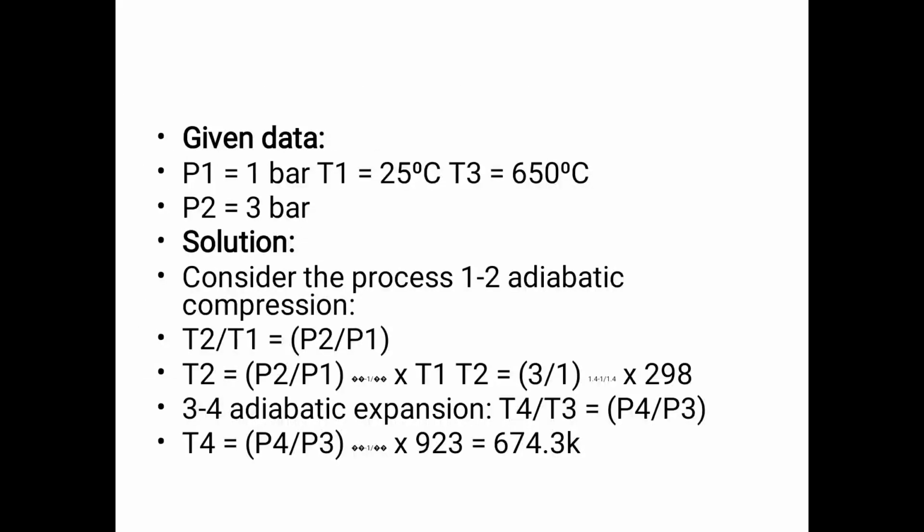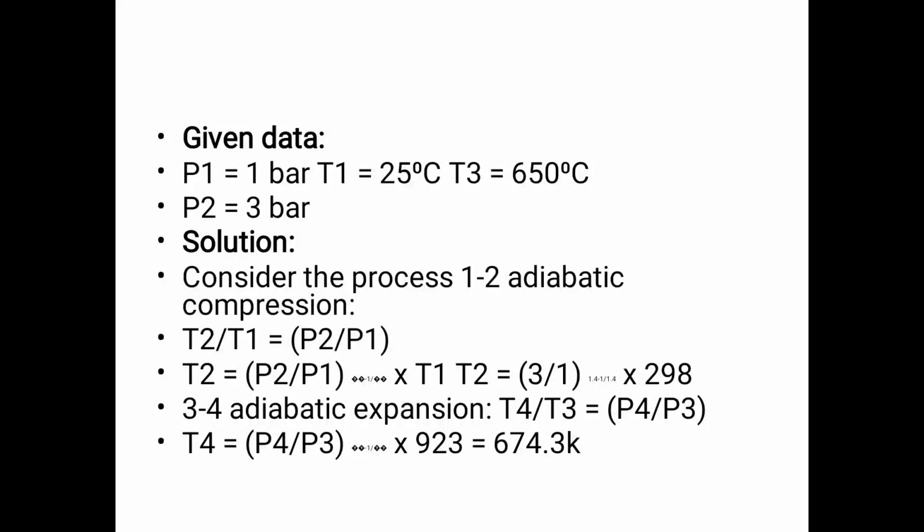Okay. So given data, P1 equal to 1 bar, T1 equal to 25 degrees, convert into Kelvin, plus 273. T3 value equal to 650 degrees centigrade, convert into Kelvin, and P2 equal to 3 bar. So consider the process 1 to 2, adiabatic compression. We know the formula T2 by T1 equal to P2 by P1 the whole raised to gamma minus 1 by gamma. We know the values of T1, P2, P1. Substitute all the values in the equation, we get the value of T2.